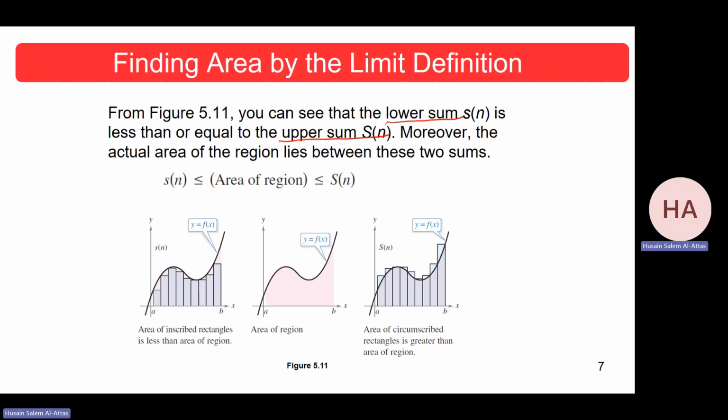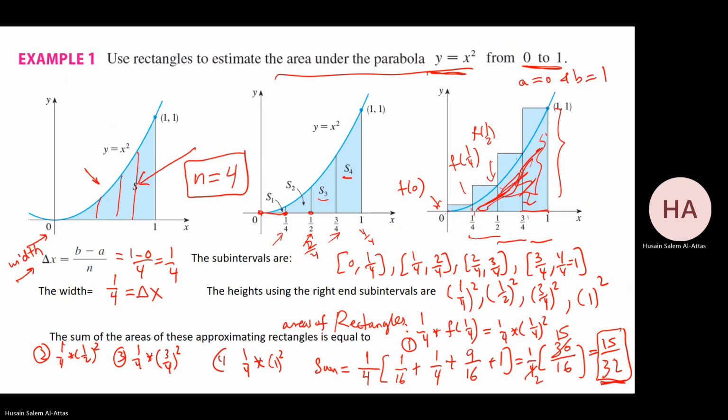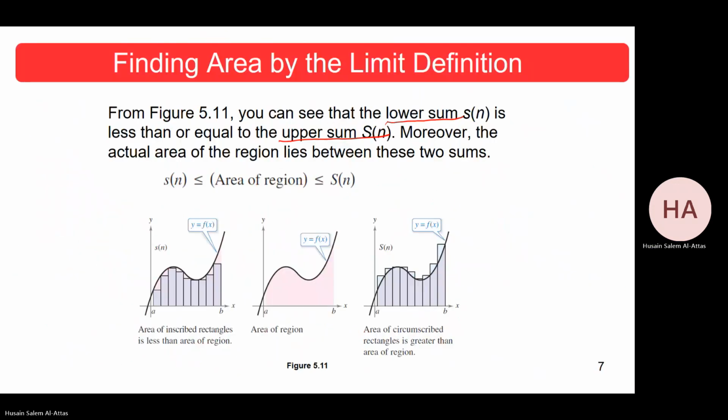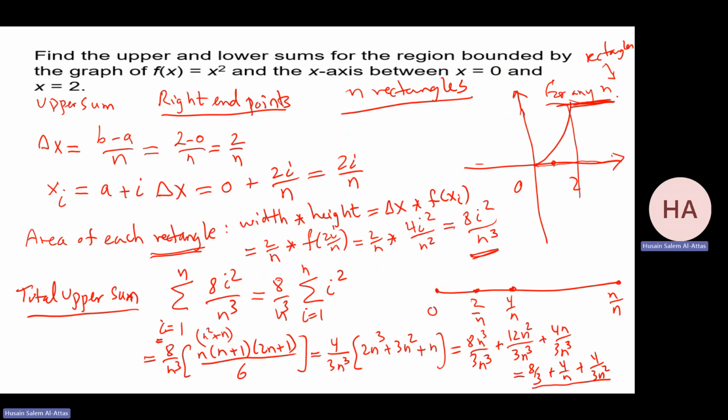Okay, if you look at this one, if I take 4 rectangles, that gives me this. If I take more rectangles, then I'm getting a more accurate calculation. If I let n go to infinity, I'm getting the exact area. So for sure, my exact area will be 8 over 3 here. So as n goes to infinity, all of this goes to 0.